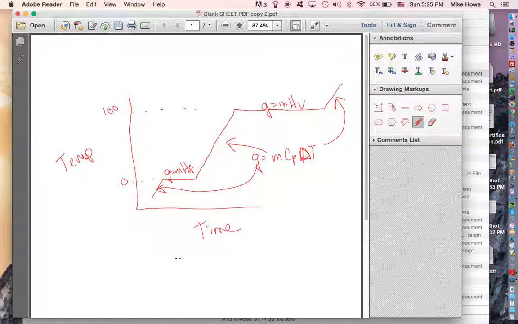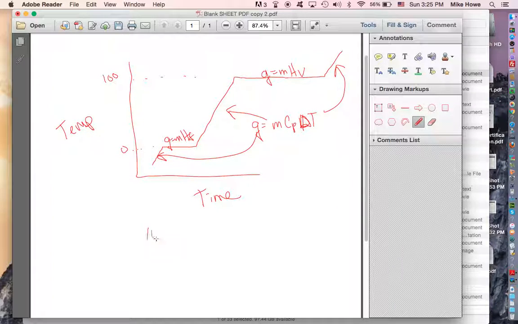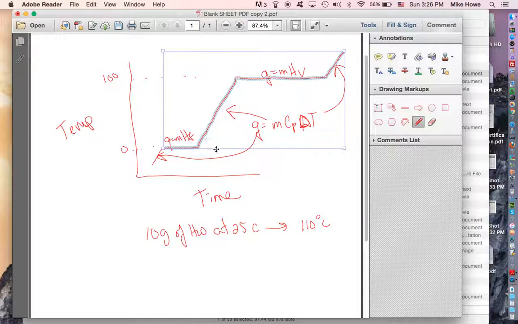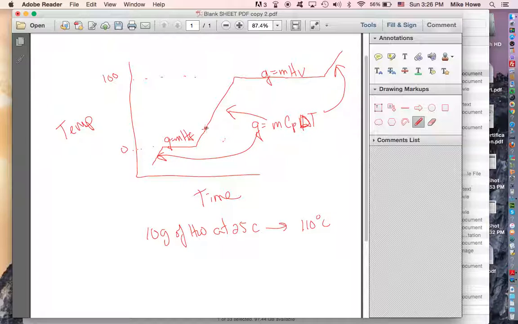So just as a quick example, suppose you had 10 grams of water at 25 degrees C, and you wanted to go up to, say, 110 degrees C. First thing you do is find 25, which is about right there. About 25, because 0's here and 100's up here, 50's there, so 25 is about 1/4 of the way. 110 would be somewhere up in here. Put my 25 back, I took it away.